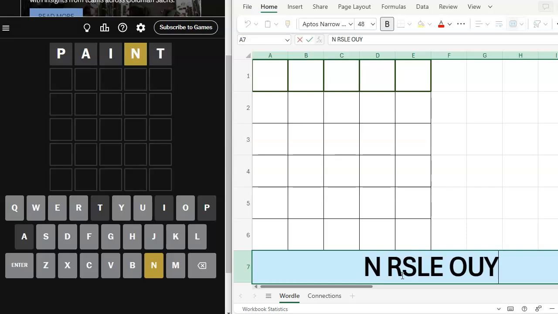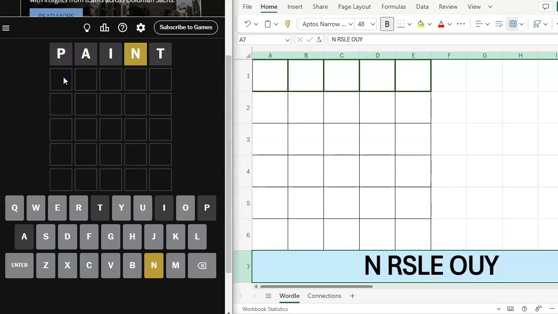What about snore? Snore looks like a good one. S-N-O-R-E. We haven't tried the S-N-O-R-E. Actually, we did try the N, but in a different spot. S-N-O-R-E. Yeah, I like that.